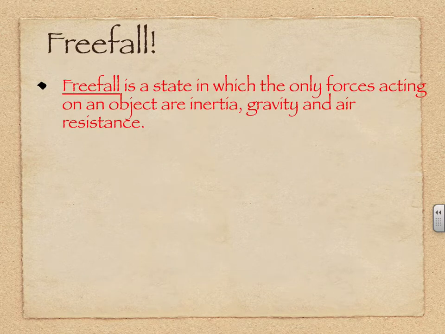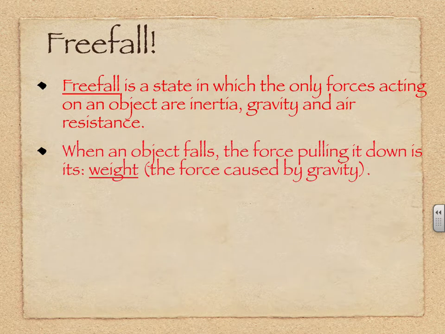Freefall is a state in which the only forces acting on an object are inertia, gravity, and air resistance. Inertia says I want to keep doing what I've been doing, or travel at a constant speed in a straight line. And that's what would happen, except gravity gets in the way, and gravity says, no, I want to accelerate you downward. How fast? 10 meters per second squared. And then air resistance is a type of friction, so it just wants to slow me down. It's a drag, man.